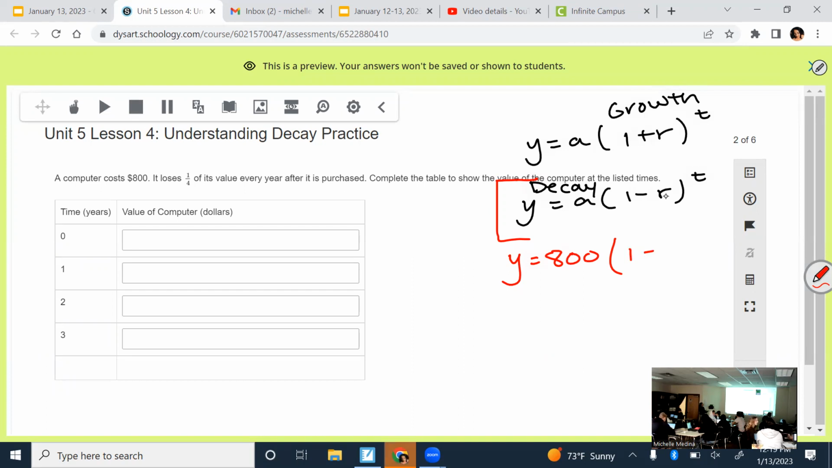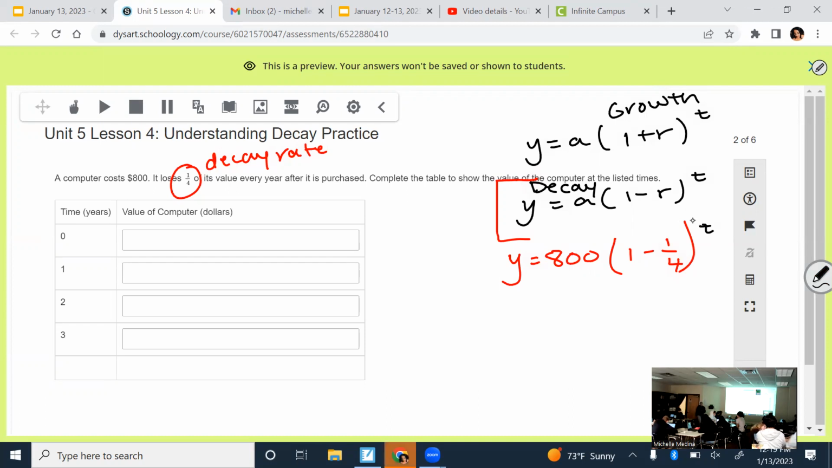And then it loses 1/4 of its value. That goes where? For the R or the T? For the R. So what it decreases by, we call the decay rate. Usually we put it as a decimal. Yesterday's lesson was fractions, so I'll just leave it as fractions. But whatever it's decreasing by would be the R. The T is for what? Time, and this time we're going to plug in 0, 1, 2, and 3 for the T, and then fill out the table.